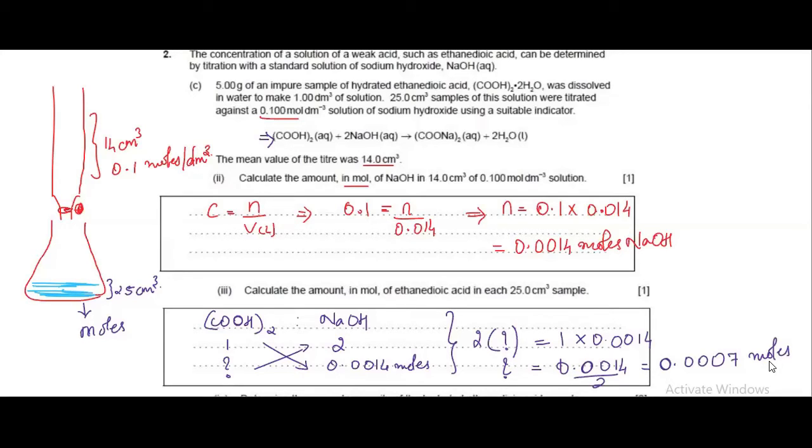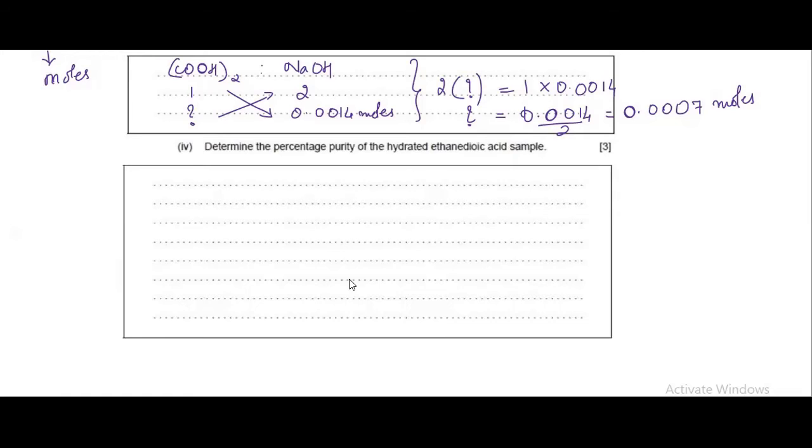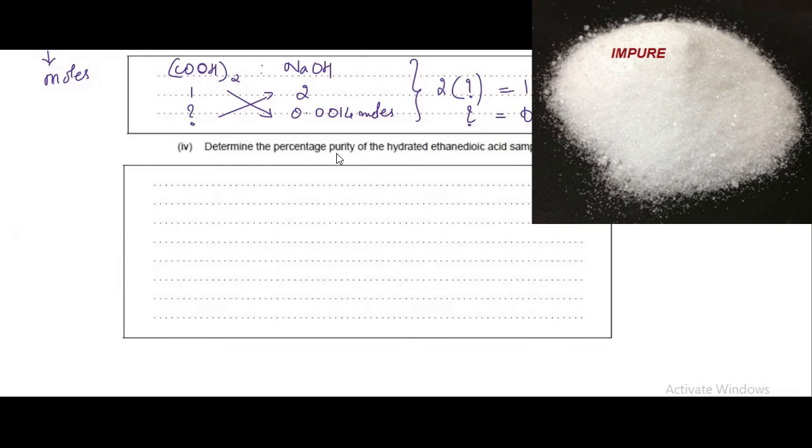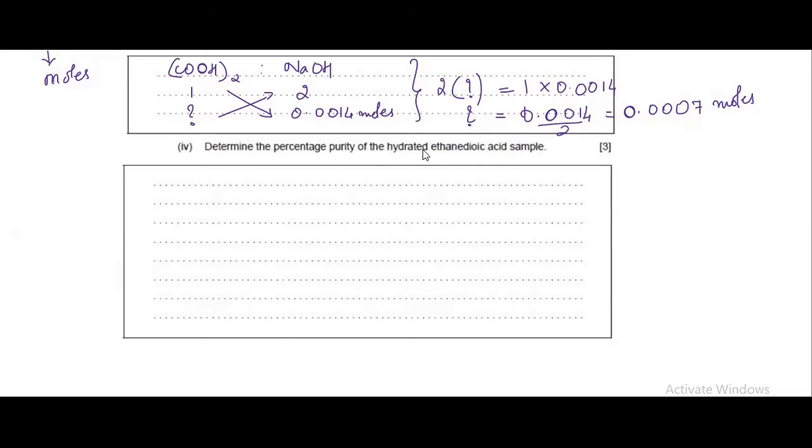All right, so now let's go forward. In the next part of the question, it is asking us to calculate the percentage purity of the hydrated ethane dioic acid. So they are asking how pure the oxalic acid that we have used is. It involves a series of steps. I'll write down the steps, and after that we will go forward with the calculations.